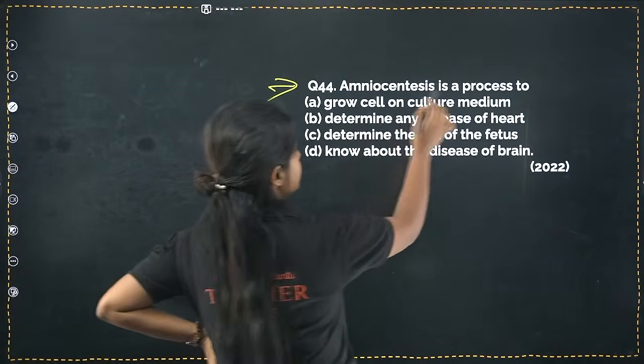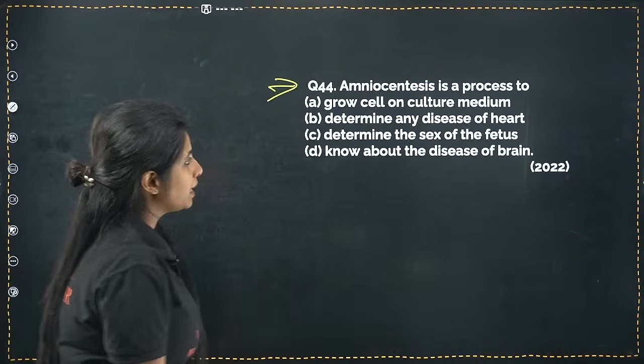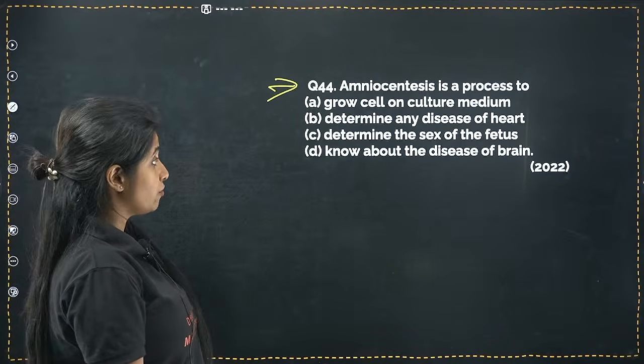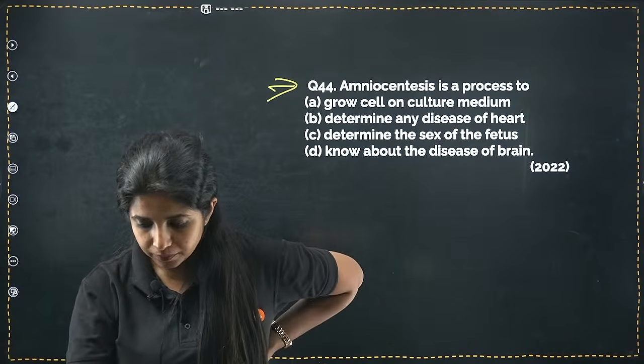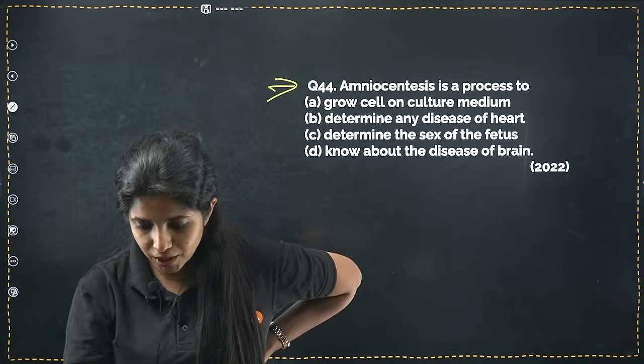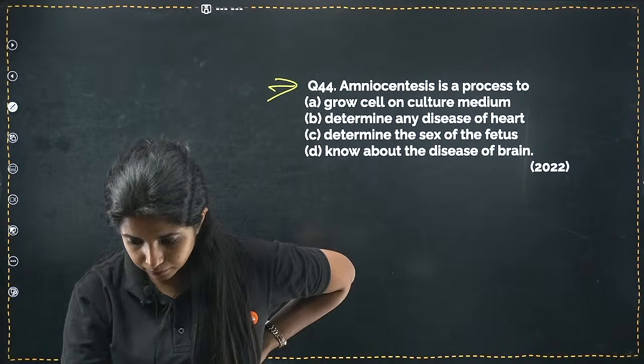Now, amniocentesis is a process to grow cells on culture medium, determine any disease of the heart, determine the sex of the fetus, and know about the disease of the brain. What do you think is your answer? Ma'am, your explanation is awesome. Thank you, Saida. Okay, what do you think is the answer for this question?